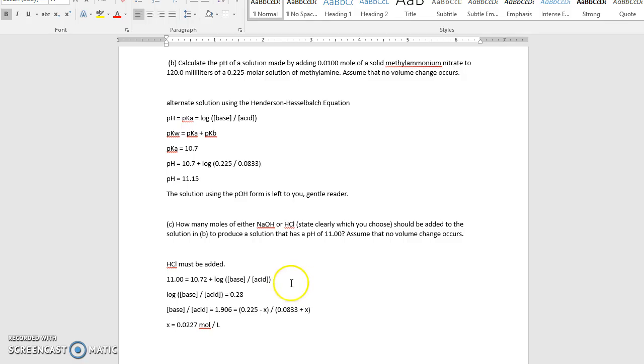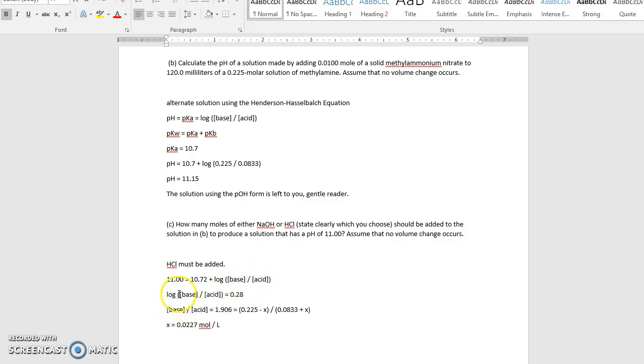And then part C asks for how many moles of either NaOH or HCl should be added to the solution in B to produce a solution that has a pH of 11, so that no volume change occurs. The HCl must be added because the pH has to be lowered, and HCl is a more acidic compound, which will make it do that behavior. You can do this by simply plugging it back into the Henderson-Hasselbalch equation, except using 11 as the accepted pH instead of 11.15, and then use 10.72, the same pKa, and then log of the concentration of the base over the concentration of the acid.